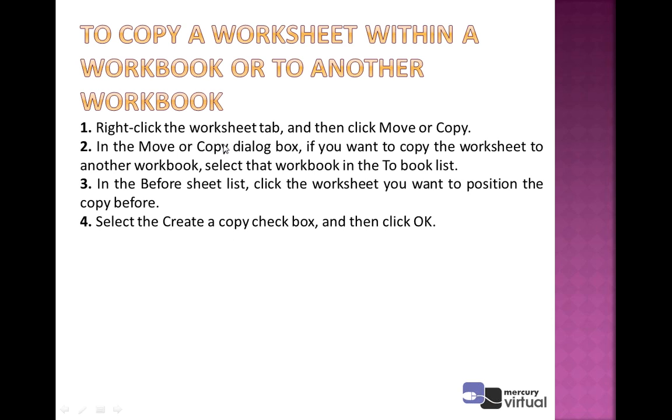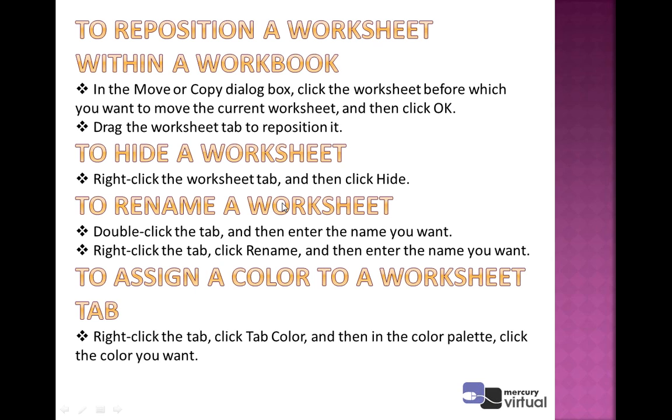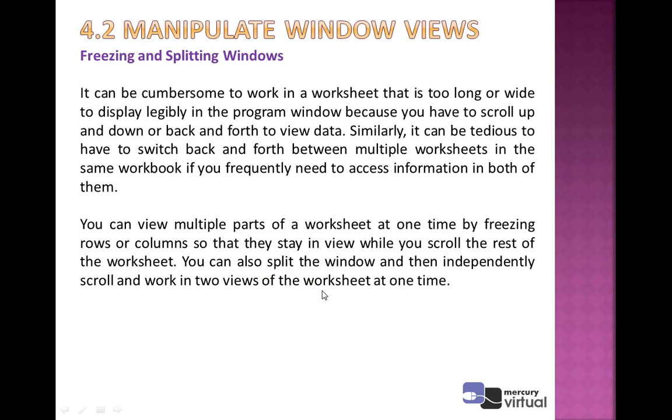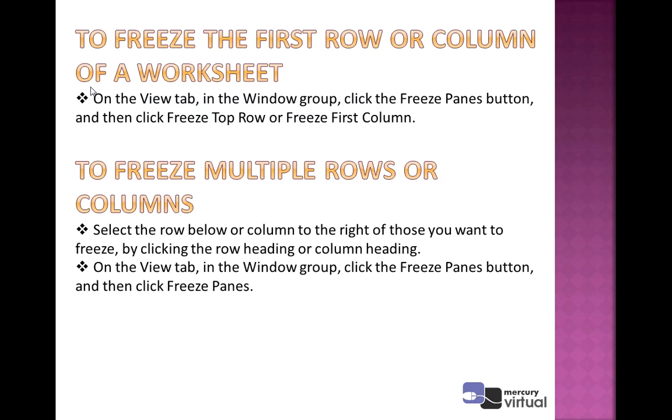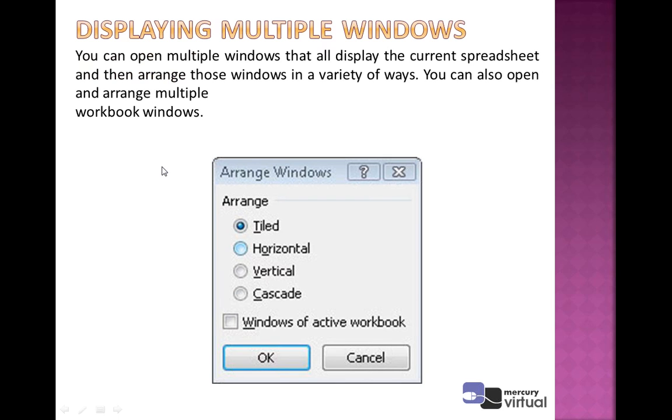How we can copy: simply right click and go to Move or Copy. How to reposition a worksheet within a workbook: simply go to the workbook and click on Move or Copy. How to unhide or hide a worksheet, and how to assign a color to the worksheet tabs. Then 4.2 is how to manipulate the window views. There are different views available for the windows, like normal, page break preview, and page layout preview. So how to move, how to split, how to freeze, and how to unfreeze.